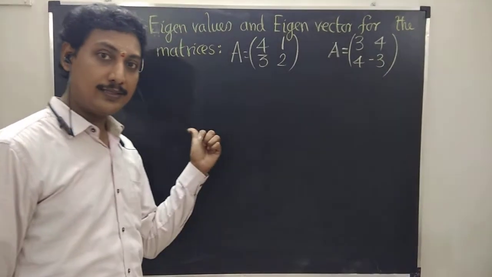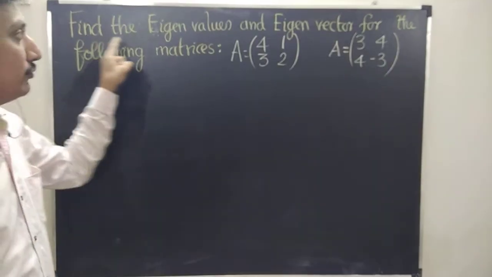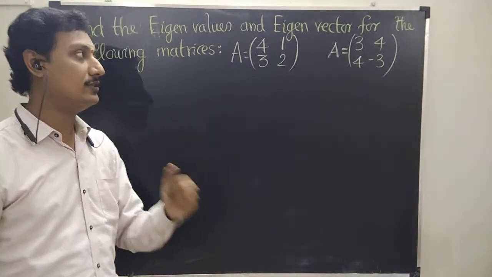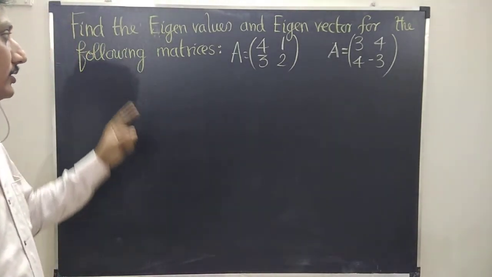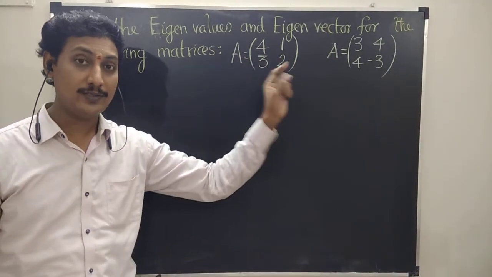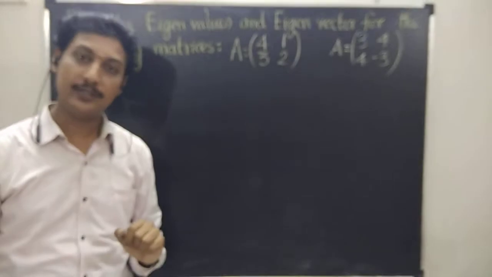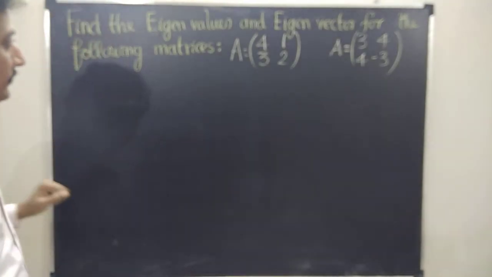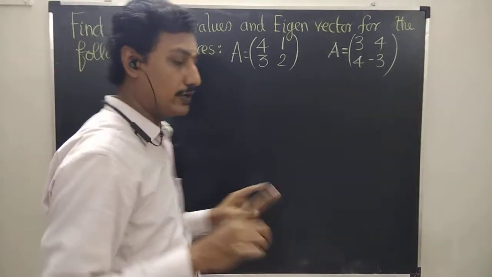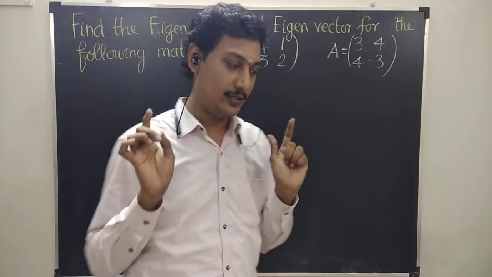So in this class, I am going to find the eigenvalues and the corresponding eigenvectors for the following 2 by 2 matrices. I am considering only 2 by 2 matrices in this video lecture, right? Let us see that. As we already know, the order is 2 by 2, so there are only 2 eigenvalues, right? Okay.